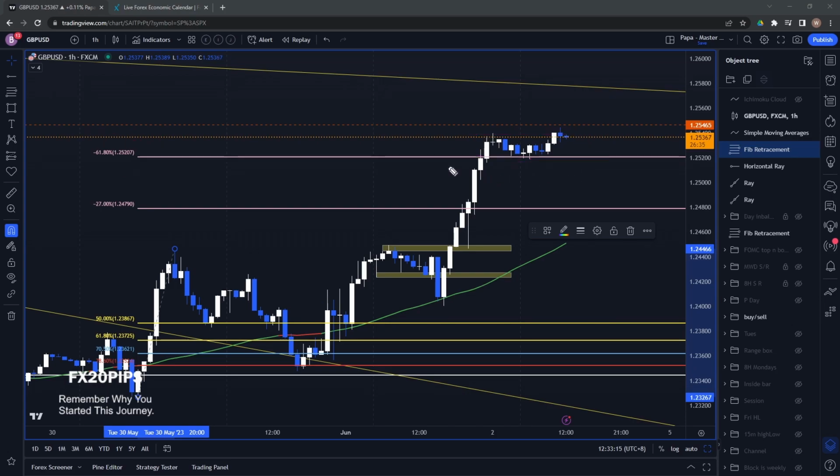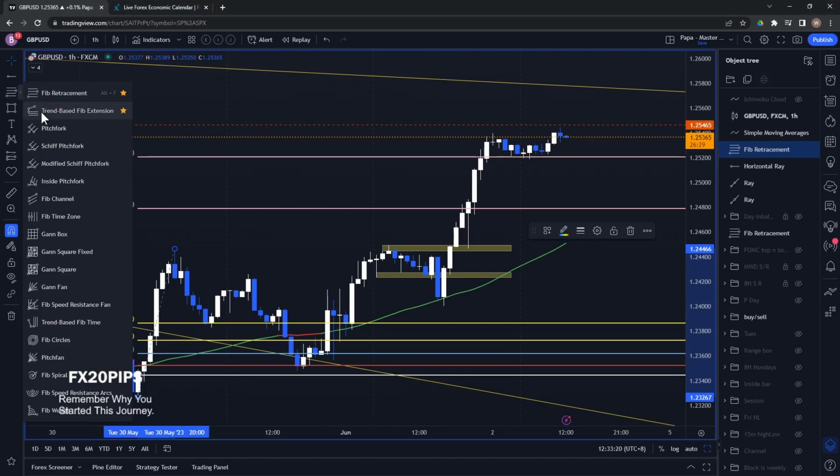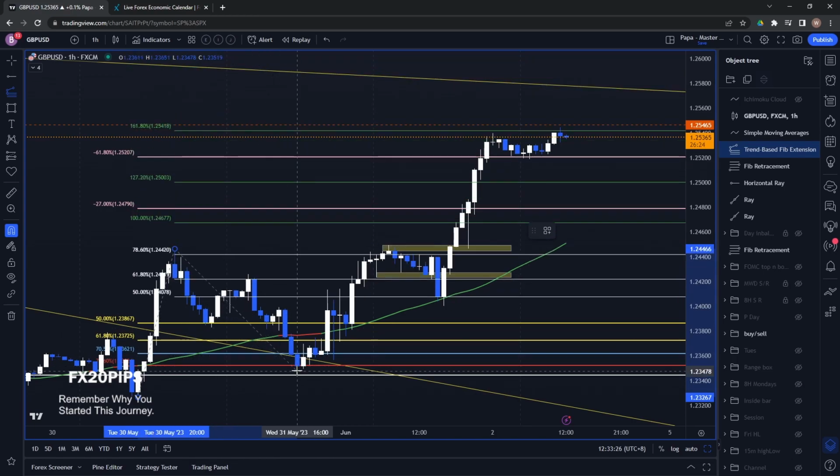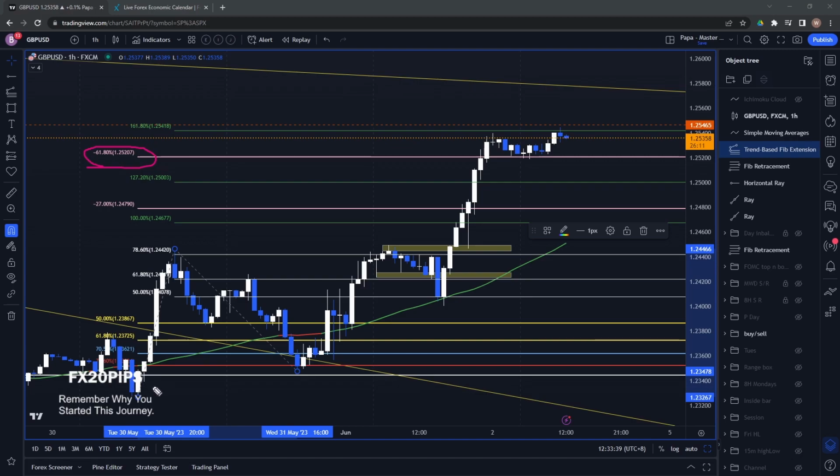But then when it keeps going up, what does the extension show us? Let's look at the extensions. 0.1, 0.2, 0.3. Can you see that? So if at any time price went up above the extension of the normal FIB, I will use a FIB extension to find out why it is slowing down here, because it's trying to reach 161.8.